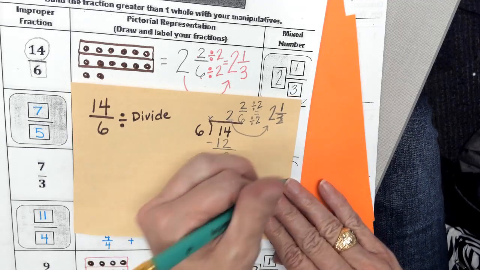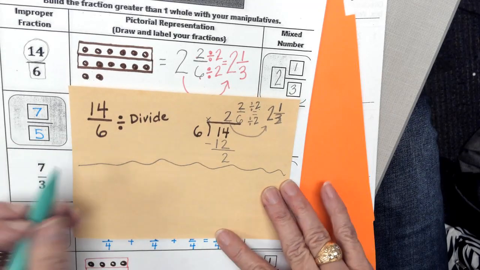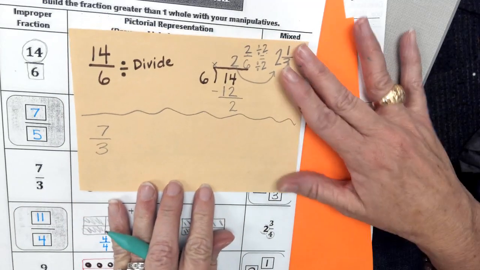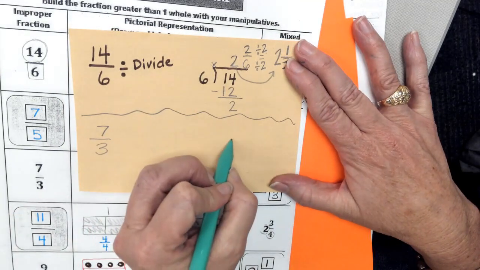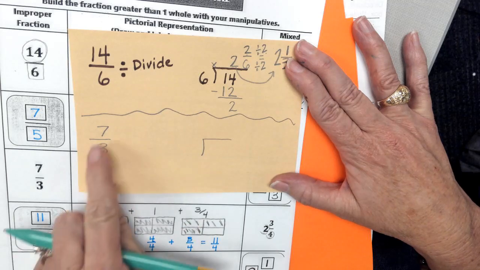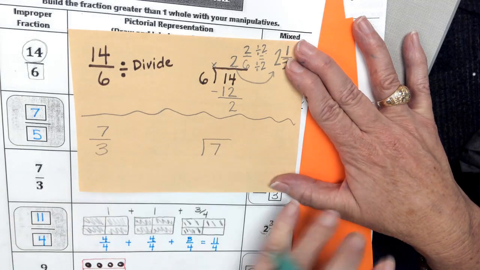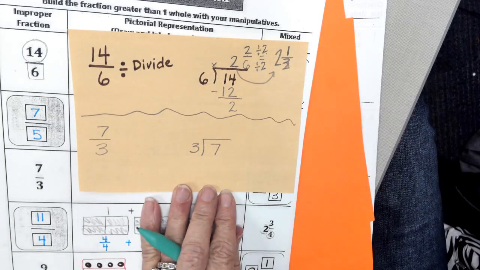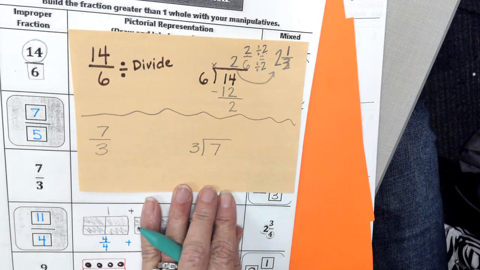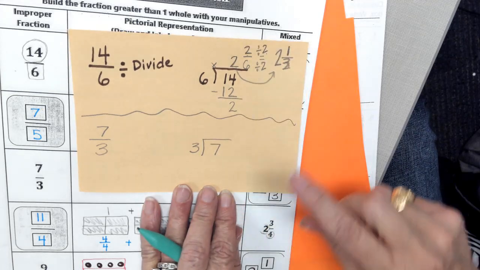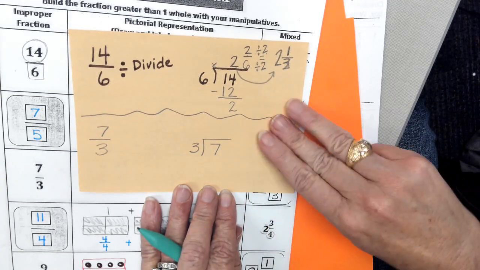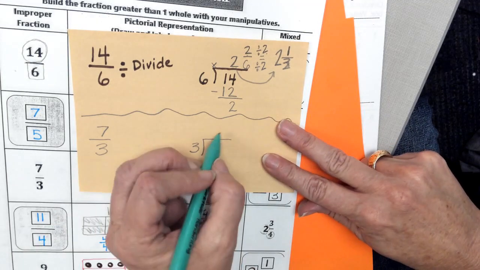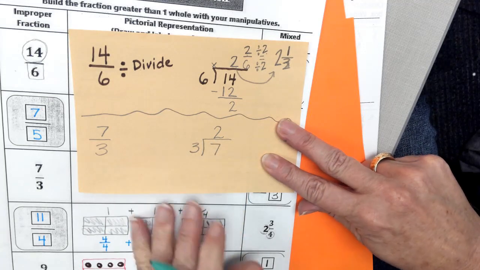Let's try that again. Let's try it with 7/3. This time, I'm going to build me a little house. The number 7 goes inside the house. The number 3 goes outside the house. And I ask myself, how many groups of 3 will get me to 7? So I count by 3s. 3, 6, 9. Oop, 9's too much, so how many? Only 2. 2 is part of your quotient.